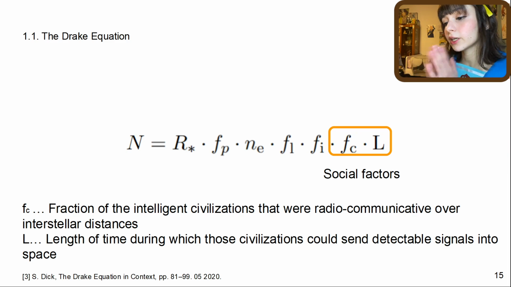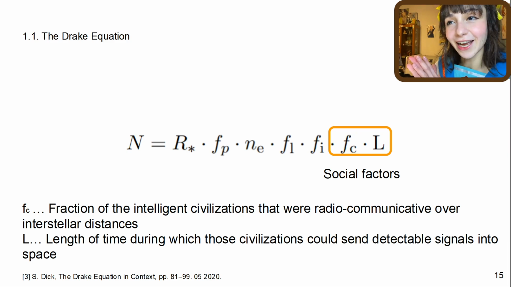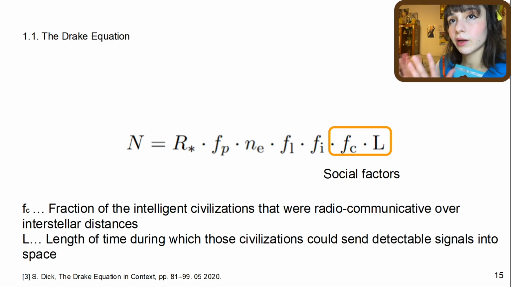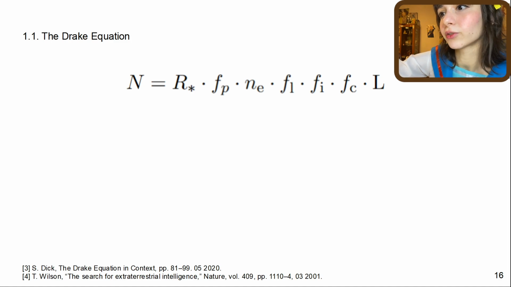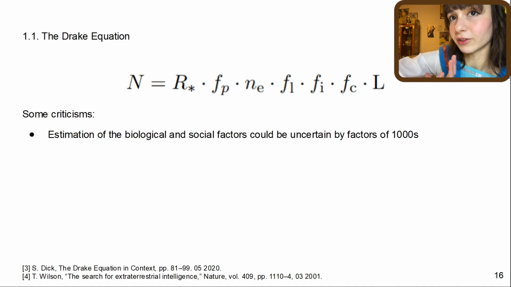So obviously this equation sounds very beautiful, it sounds very nice, but there are a lot of criticisms about it. If you guys are interested, I definitely recommend this paper that I cited about the Drake equation in context, but I'm just going to brush over the surface of a few of the factors that people consider very critical about this equation.